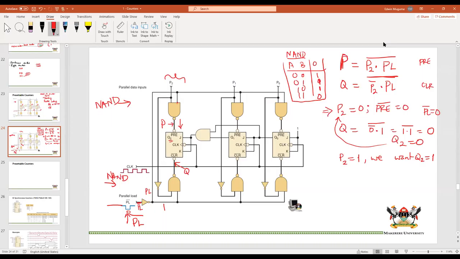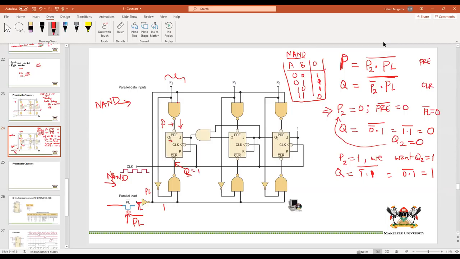That means that our Q will be equal to, now P2 is one, so one bar and zero with another bar, and one, sorry, which is equal to zero and one with a bar. And from our table, we know that zero and one gives us a one. And if we have a one here, we cannot clear.